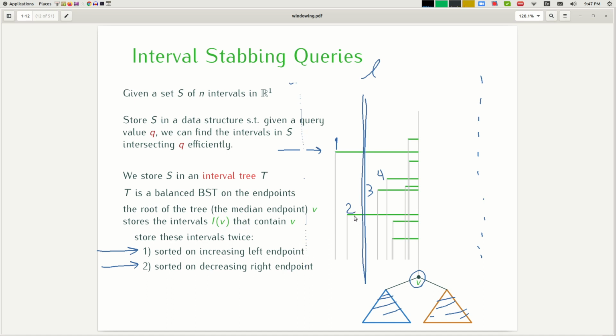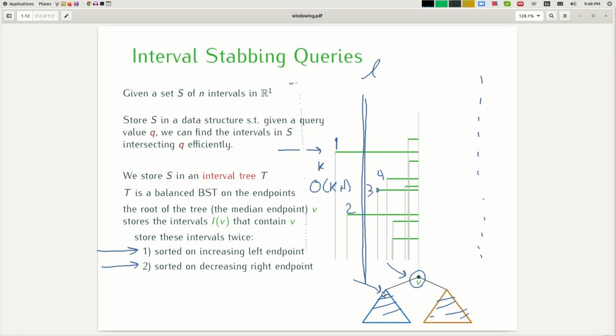So here 2 also intersects, I report 2, then I go to 3. 3 does not intersect L, therefore I know that the remaining line segments 4, 5, etc. will also not intersect because their endpoints are to the right of this line L. So if I have K intersections, I only need to spend K plus 1 time to report all these line segments. So the time it takes to report K segments from the segments stored at V is K plus 1. And also remember that we have exactly one recursion.